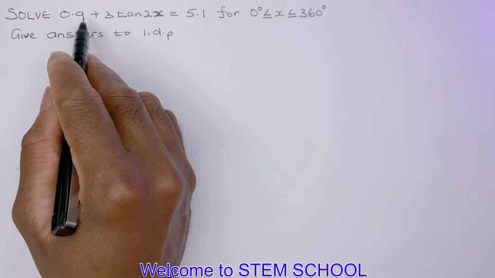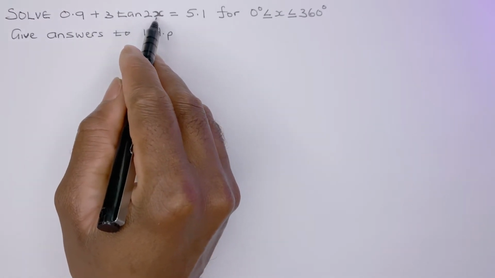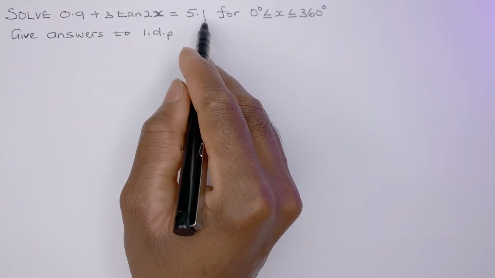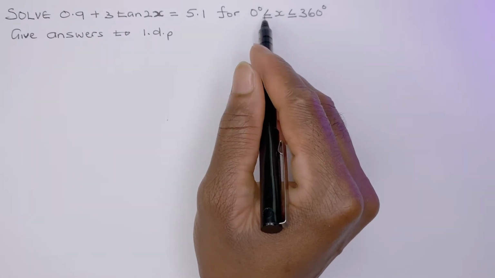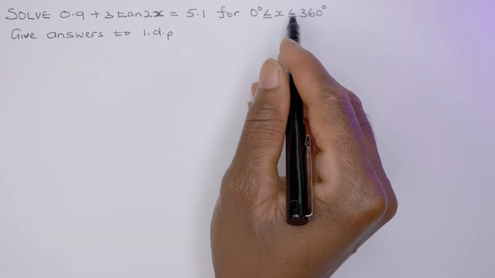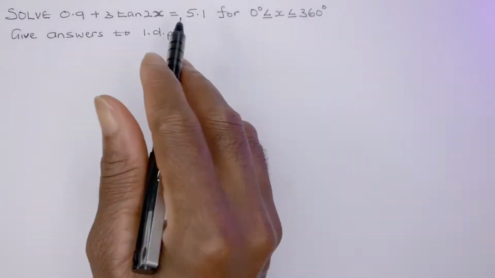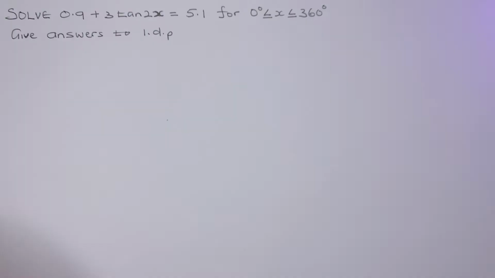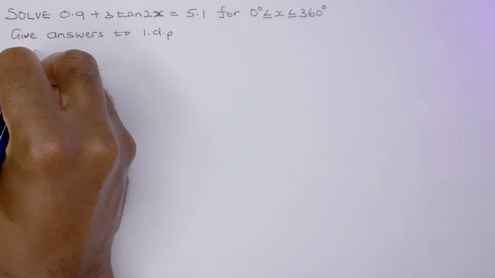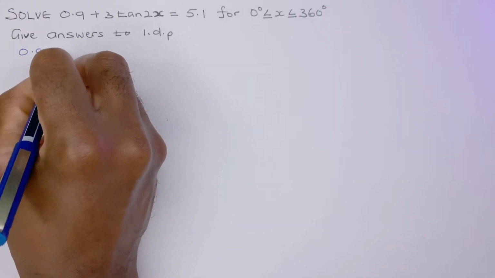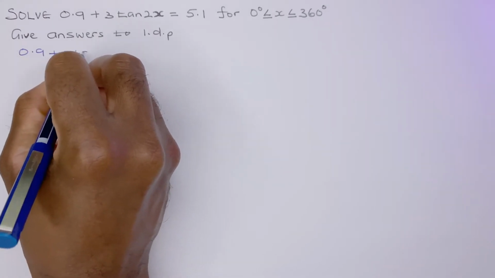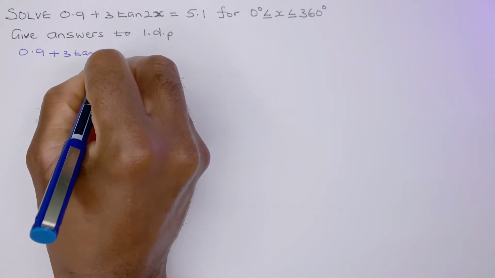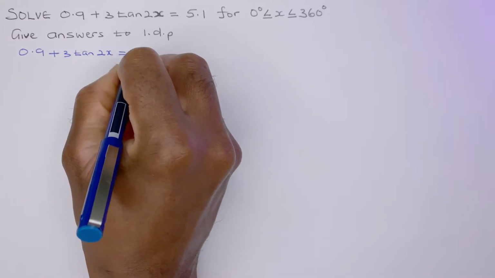Solve 0.9 plus 3 tan 2x equals 5.1, for 0 degrees less than or equal to x, less than or equal to 360 degrees. Give answers to one decimal place. So we have 0.9 plus 3 tan 2x equals 5.1.